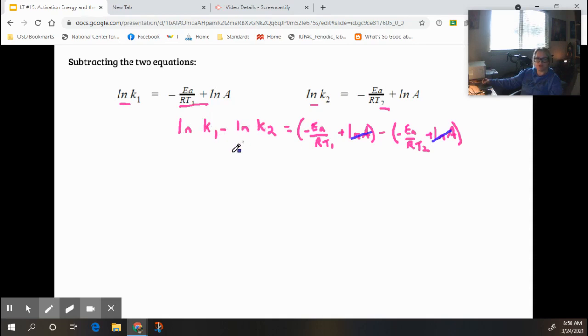I'm subtracting two natural logs from each other, I can divide one of the constants by the other and take the natural log of the answer. And then I can clean up this left-hand side here, and I can see here that this turns into a plus.